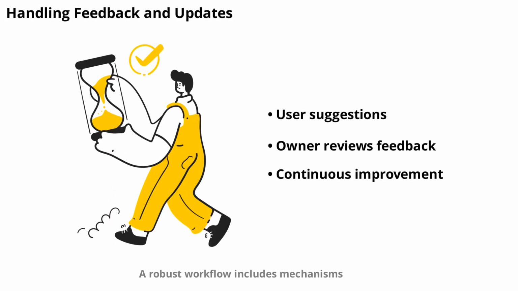A robust workflow includes mechanisms for ongoing feedback and updates. Allow users to suggest edits or flag outdated information. Content owners receive these suggestions and decide whether to update the article. This continuous improvement loop keeps your knowledge base relevant and valuable.